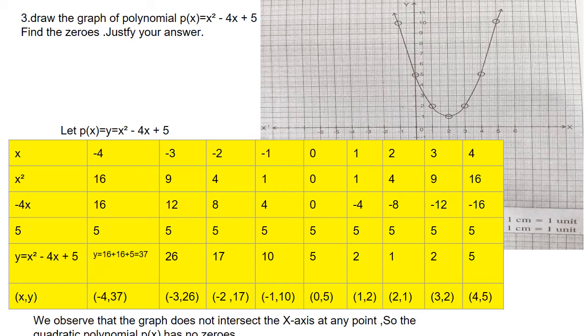We know that the drawn parabola may intersect the x-axis at some distinct points. The points where the parabola intersects the x-axis are known as zeros of a polynomial. Here, observe that the graph of this polynomial does not intersect the x-axis at any point. So the quadratic polynomial p of x has no zeros here.